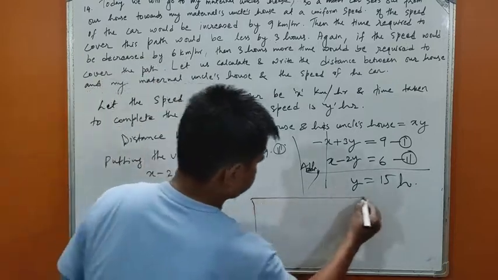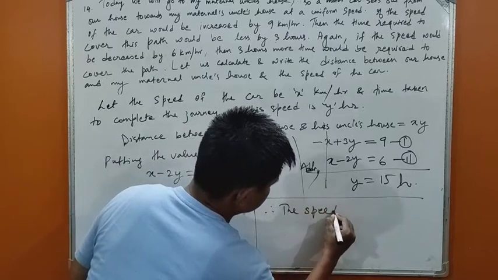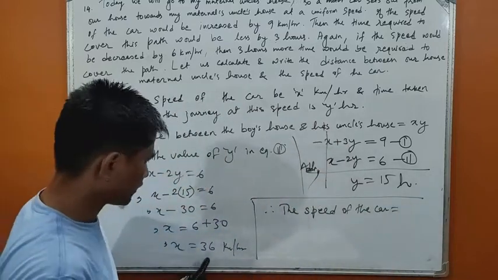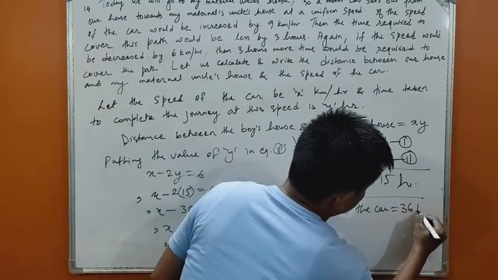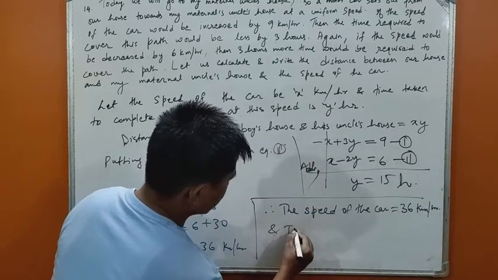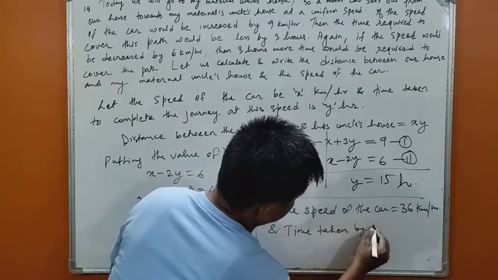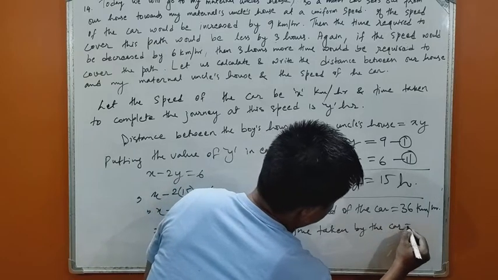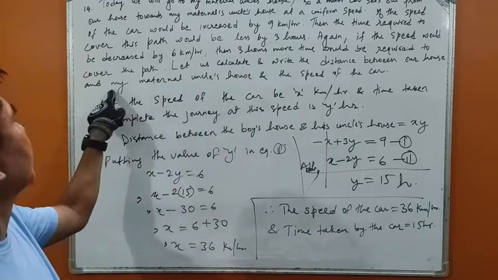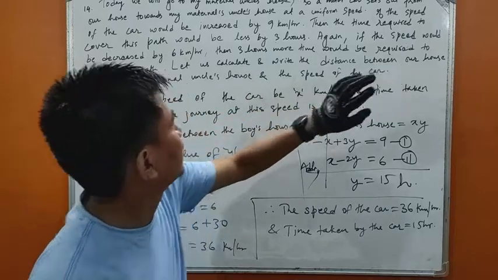Therefore, let me write the answer here. Therefore the speed of the car equals 36 kilometer per hour. The car can travel 36 kilometers in 1 hour, and the time taken by the car equals 15 hours. But the question is asking us to find the distance also, I think so. Let us calculate and write the distance.